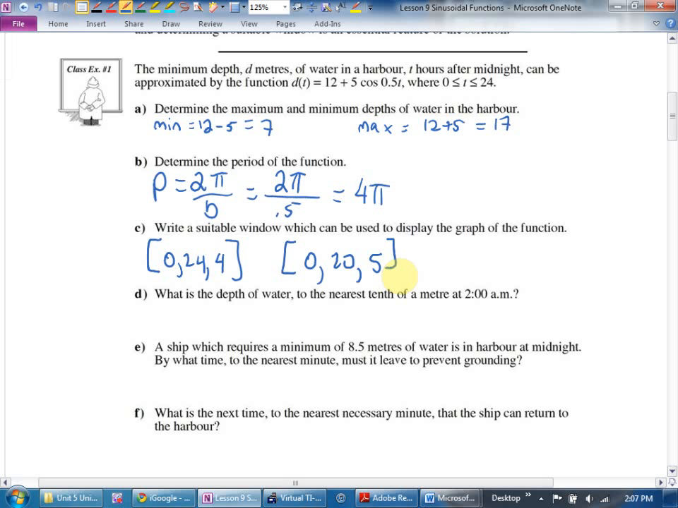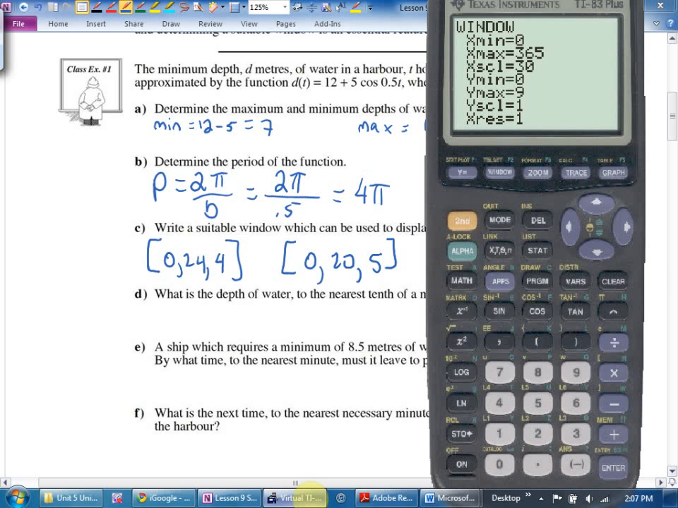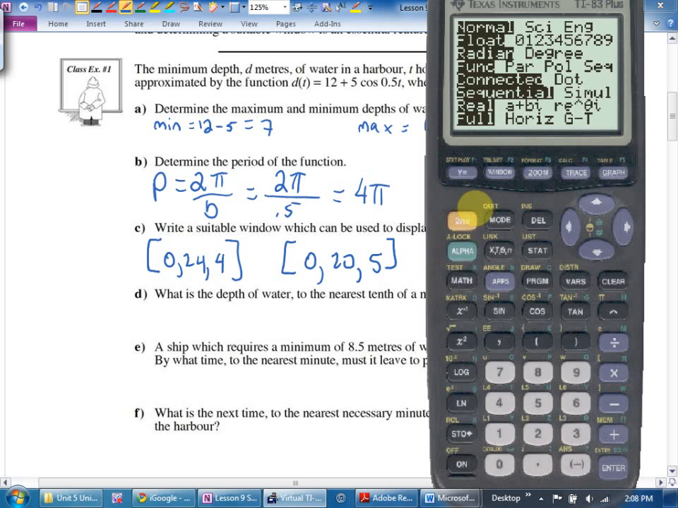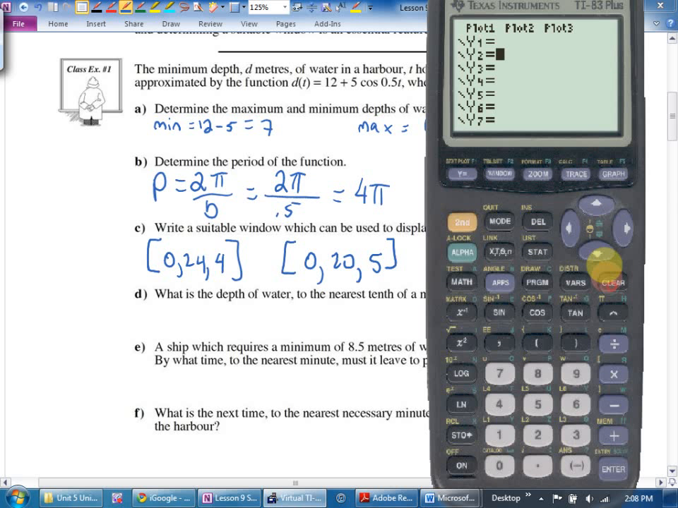Now we want to graph this. First thing you better do is make sure your calculator is in radians. Mine is. Go y equals and clear any graphs you have there. And we are going to carefully type in this equation: 12 plus 5 cos 0.5x, close bracket. Enter to store it. Double check to make sure I copied it right. Oh, Steph, I don't have a T. I got to use an X. I don't have a D. I'll clue in. That's why.